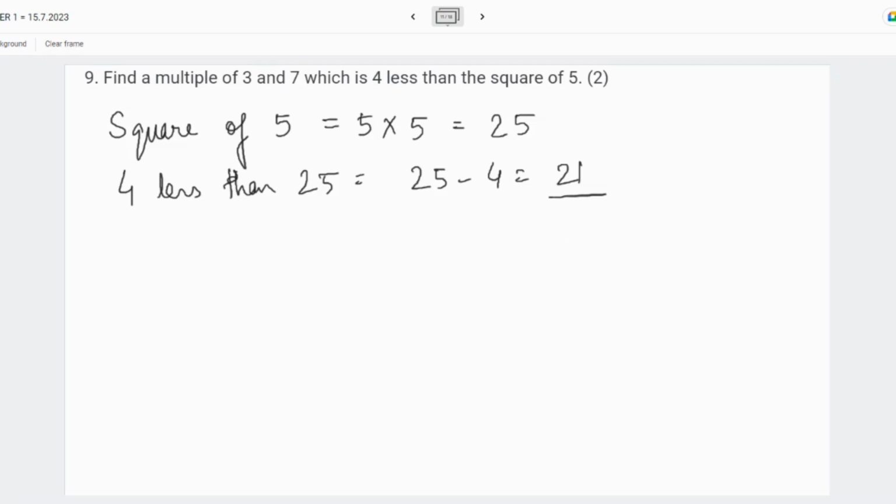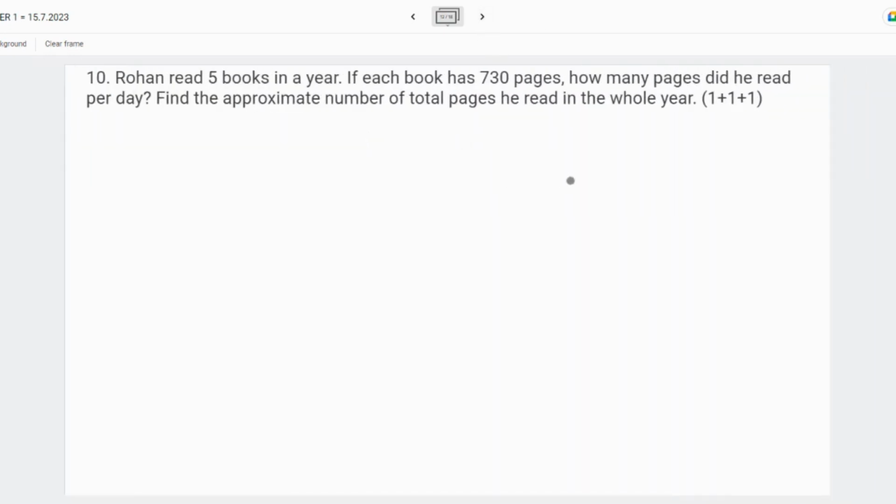And now in the question it is given 4 less than the square of 5. Square of 5 is 25. So 4 less than 25. That means a number which is 4 steps less than 25. So 25 minus 4, which gives me 21, and we know that 21 is a multiple of 3 and 7, because 3 multiplied by 7 is 21.